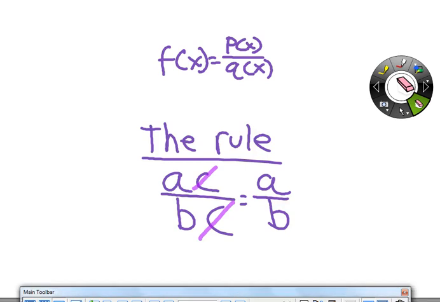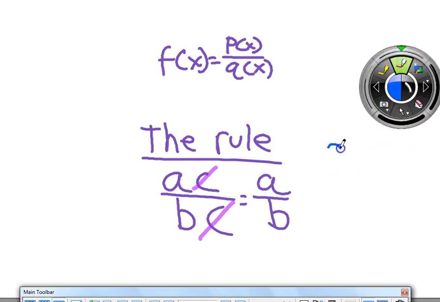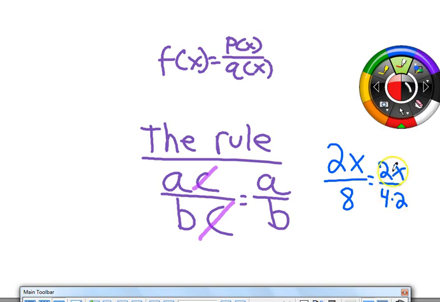And you've seen this before. If I have two things that are multiplied together on top and multiplied together on the bottom, I can cancel out common factors, such as if I had 2 times x over 8. Really, 8 is 4 times 2, and the 2's could cancel out here, which would be the easiest thing to do. Well, that's what we used to do before.